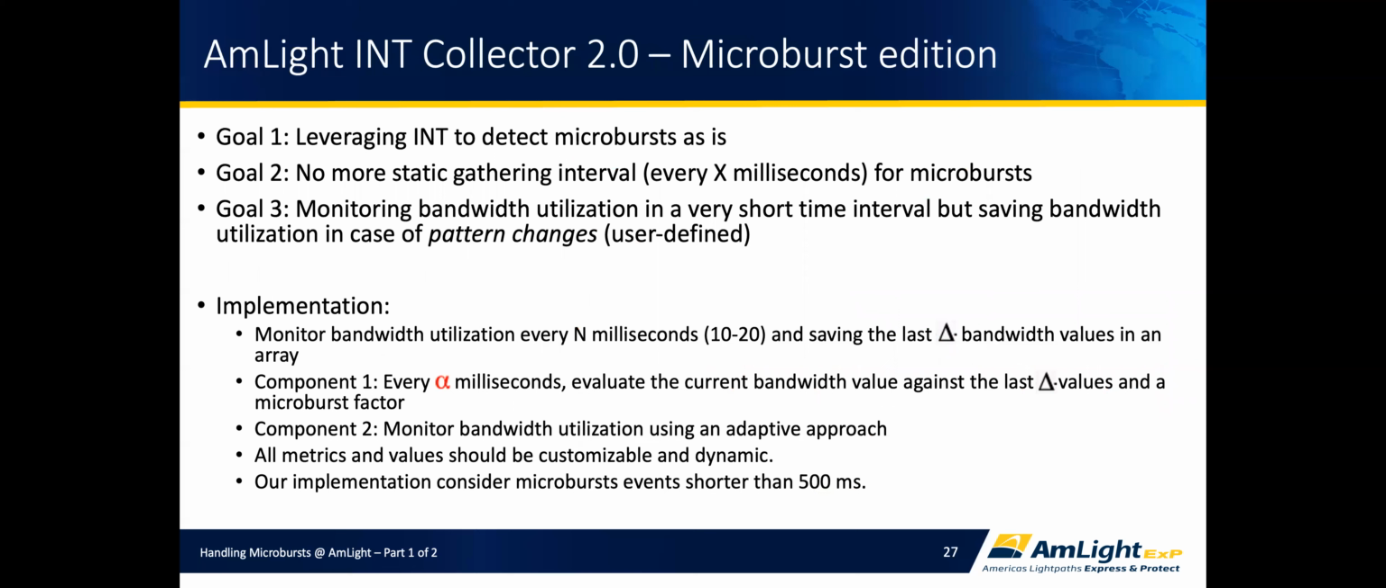So this new solution started with 3 goals. The main goal, goal number 1, is that we want to continue using INT the way it is. Although it's a P4 switch and we could change the pipeline and do some of this pre-processing on the pipeline, that's too complicated. Let's keep the processing outside of the forwarding plane, in our monitoring nodes. The second goal is no more static gathering interval, as I mentioned before. The third one is monitoring bandwidth utilization and storing that data when there's a pattern change, when there's bandwidth variation.